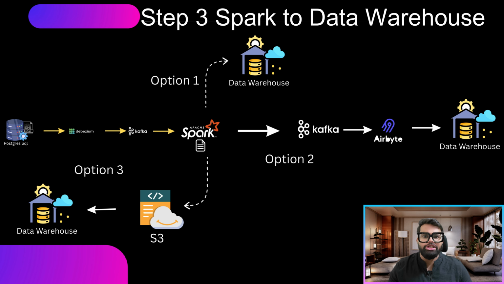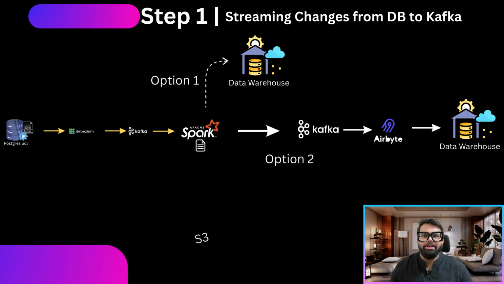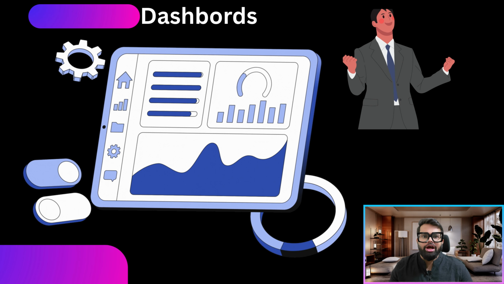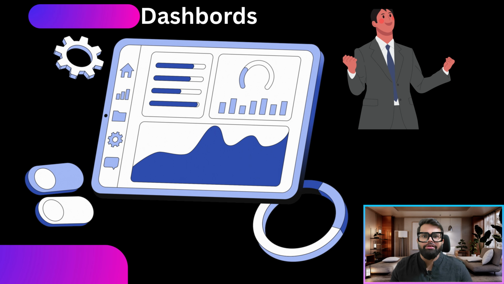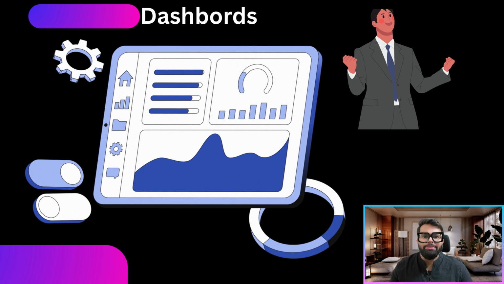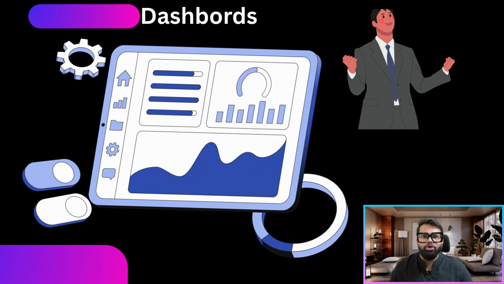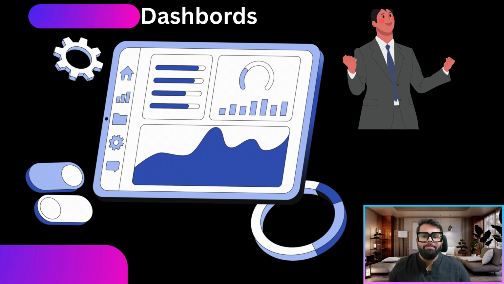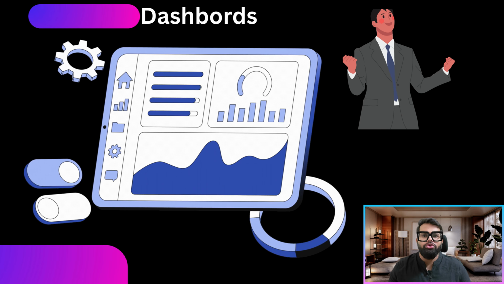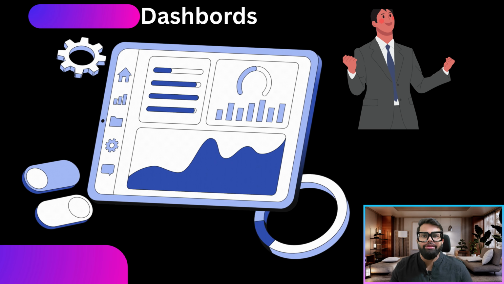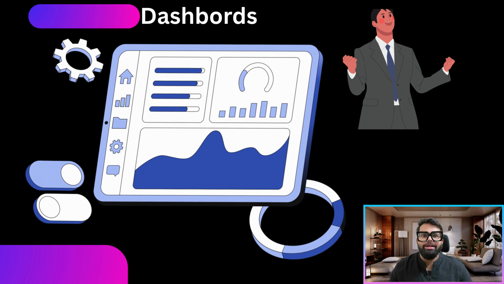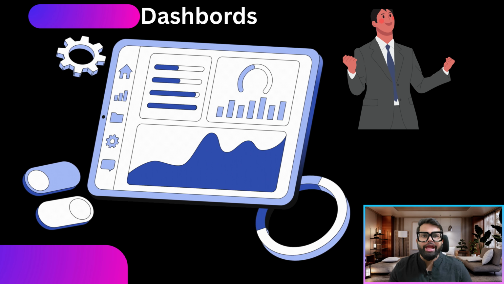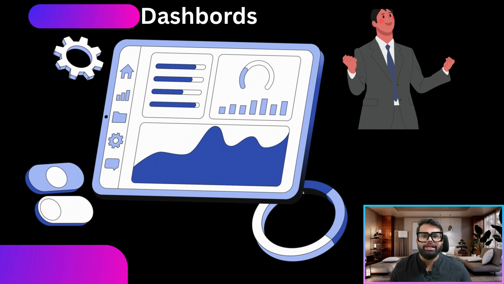Once the data is in your data warehouse, you are ready for the final step, powering the real-time dashboard. With the warehouse continuously receiving fresh data, you can build dashboards that reflect live updates and key business KPIs. Tools like Looker Studio, Tableau, or Power BI can connect directly to your warehouse and display real-time insights, whether it is tracking sales trends, identifying top performing products, or analyzing customer behavior as it happens.